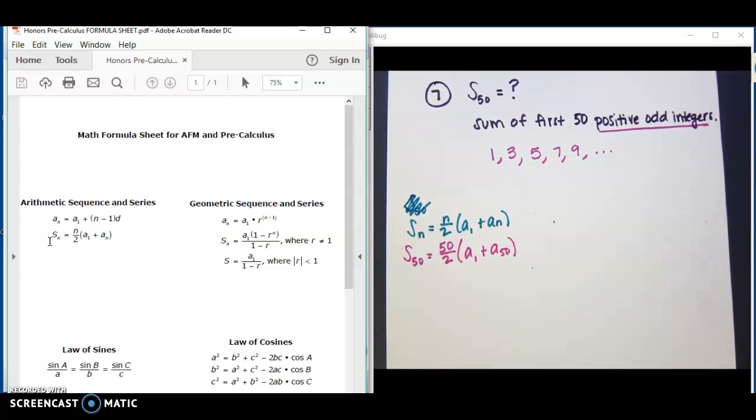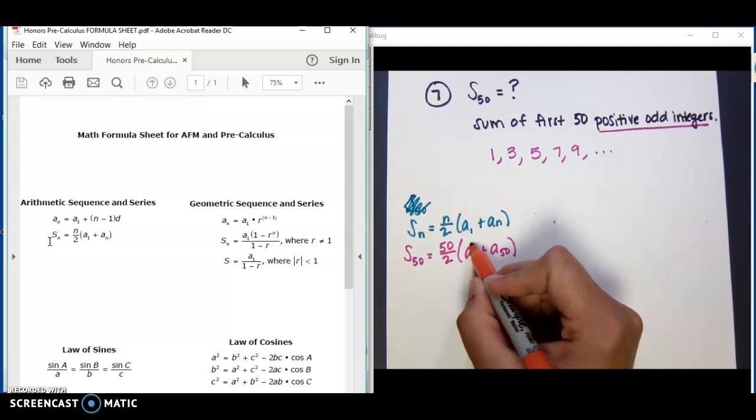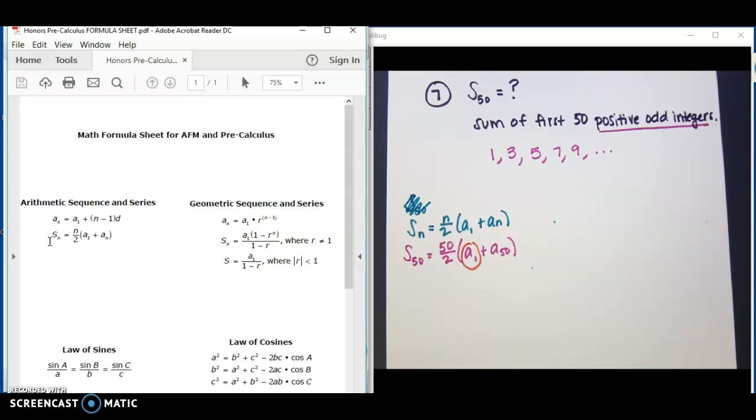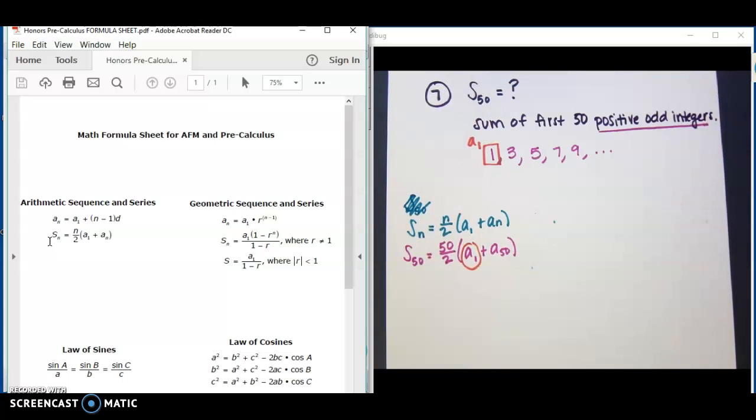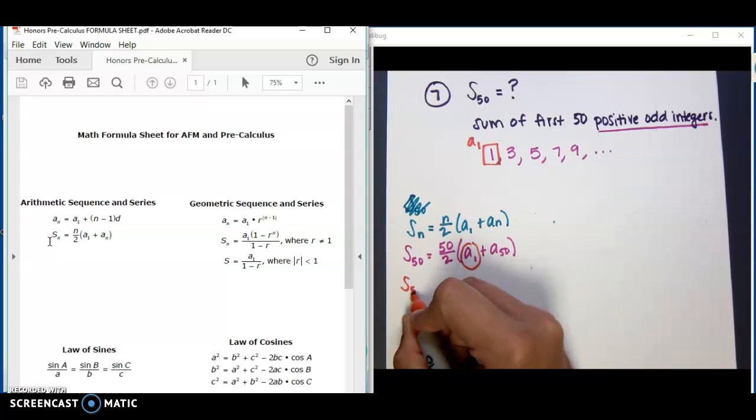Okay? Alright, so things that we need. In this formula, look at what we need here. We're trying to find S sub 50. We have 50 divided by 2. a sub 1 is the first thing that we need. Well, we just figured that out. a sub 1 is just going to be 1 here. So let's go ahead and fill that in.